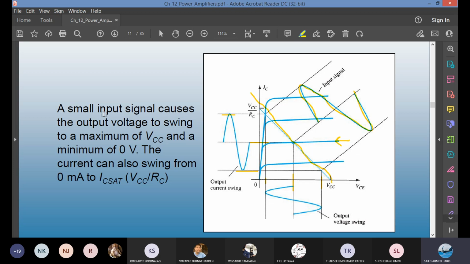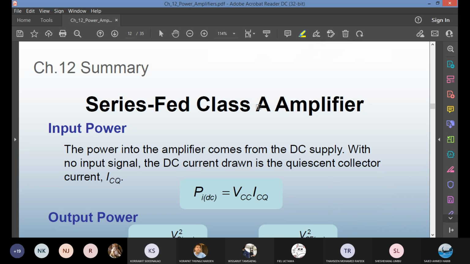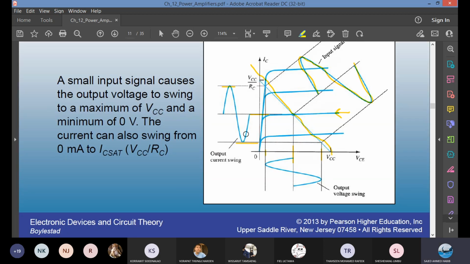So here you have a small input signal. The output voltage can swing and the current can also swing. It should not go more than VCC and it should not go more than the saturation current, VCC over RC. That's the maximum level. There's an example, example 12.4. It's a very important example in the book. It shows step-by-step analysis.